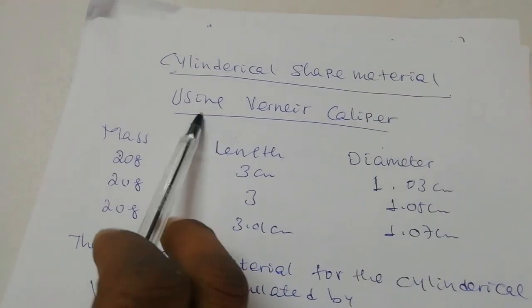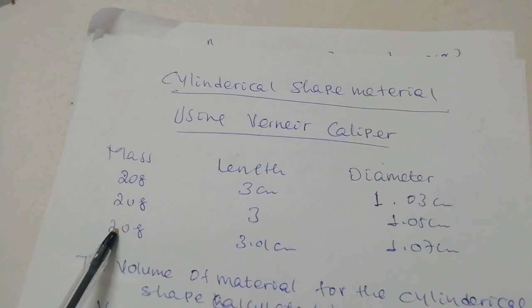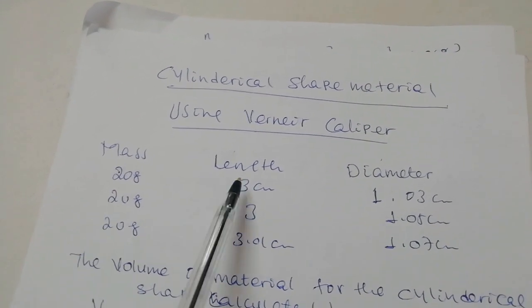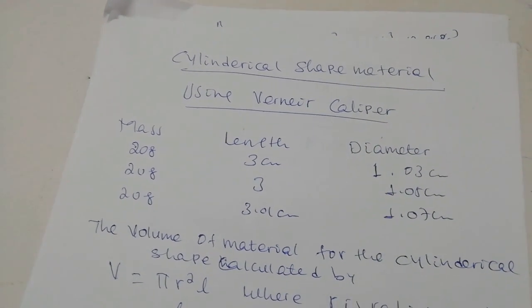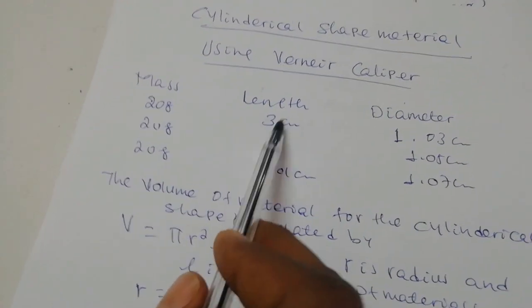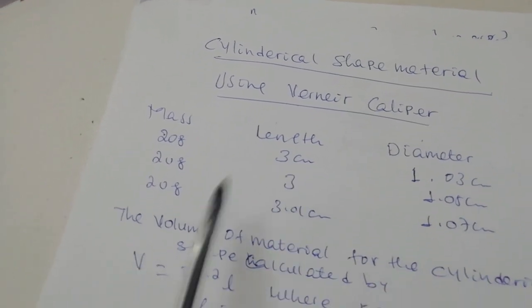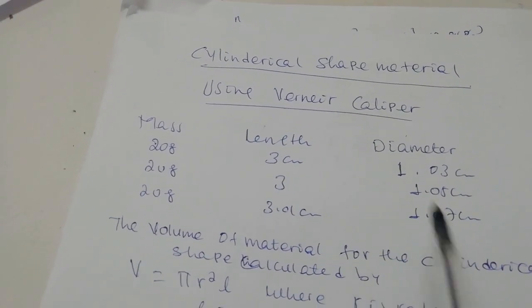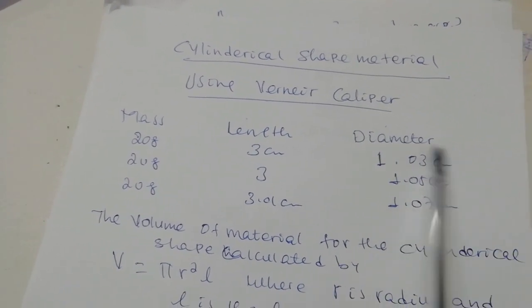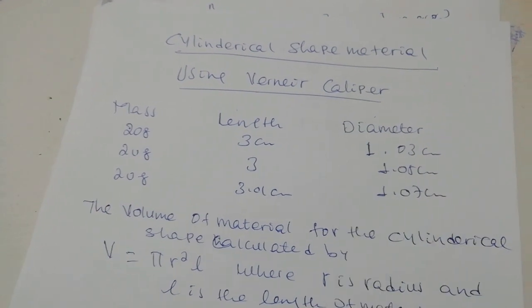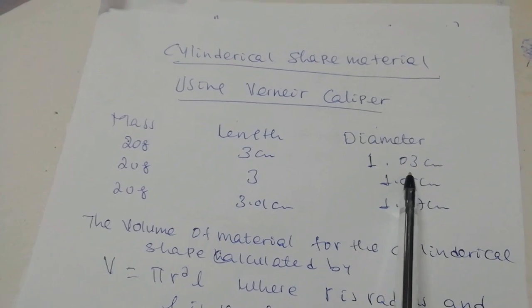When we analyze the data using the vernier caliper, this is the mass of the object, this is the length, and this is the diameter for the cylindrical shape. The length is around 3.01. These are the individual measurements; we can try three times. The diameter is 1.03, 1.05, 1.07. These are the individual measurements when using the vernier caliper, so some significant digits are changed.